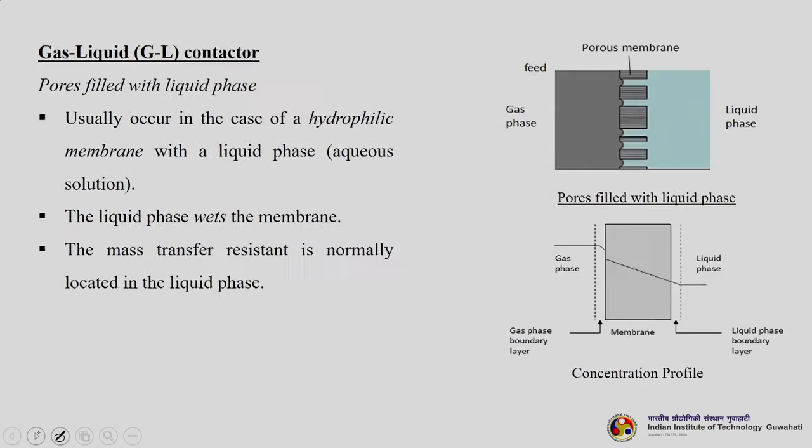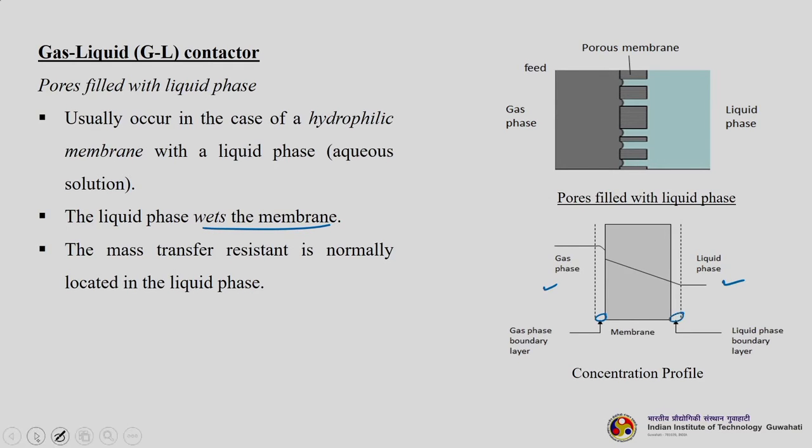Okay. So, in the second case, the pores are filled with liquid. To achieve that, we need a hydrophilic membrane, just the reverse of the hydrophobic one, with a liquid phase, obviously an aqueous solution. So, the liquid phase here wets the membrane. Okay. In the earlier case, the liquid phase was not wetting the membrane. So, the mass transfer resistance is again normally located in the liquid phase. You can see the same thing here: this is the gas phase, this is the liquid phase, this is the membrane, this is the gas phase boundary layer, this is the liquid phase boundary layer.